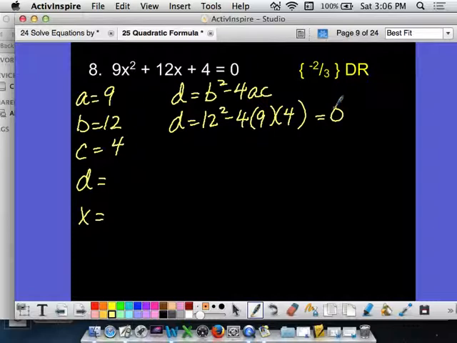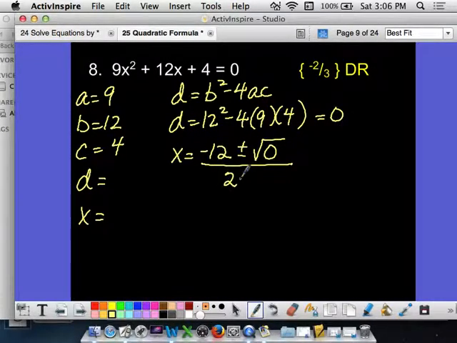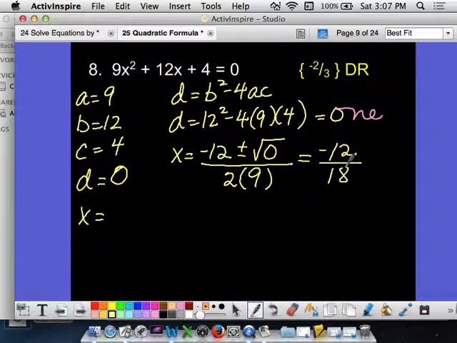Then you're going to plug that into your formula. x equals opposite b plus or minus the square root of b squared minus 4ac, all over 2 times 9. And then my discriminant here is 0. Remember that the discriminant is 0. When I look at that, I'm also reminded when the discriminant is 0 that I'm only going to have one answer. The discriminant 0 just leaves 0, and it just leaves -12 in the numerator. 2 times 9 is 18 in the denominator.